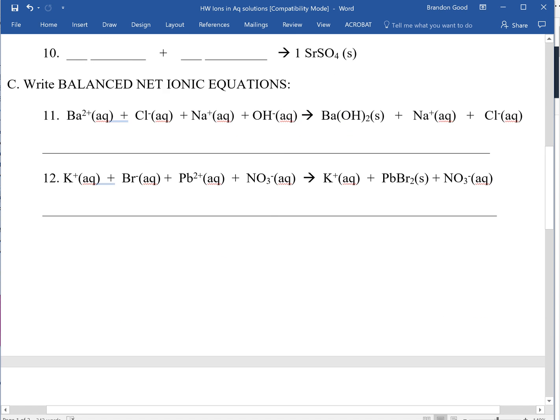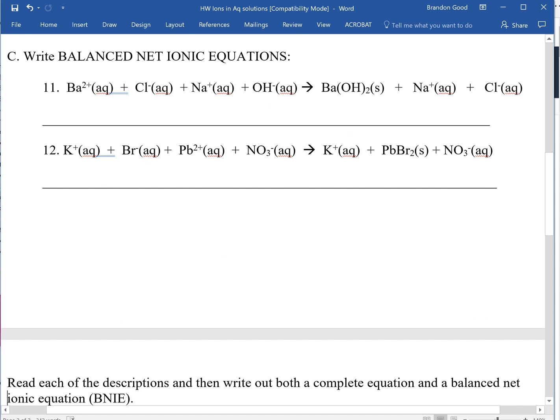Let's scroll down here. Write the balanced net ionic equation. This is done. Okay, it's a double displacement reaction. We need to find out which one is the precipitate. The precipitate's easy to find because it's the one that says solid. We're going to go ahead and write its formula right below it.